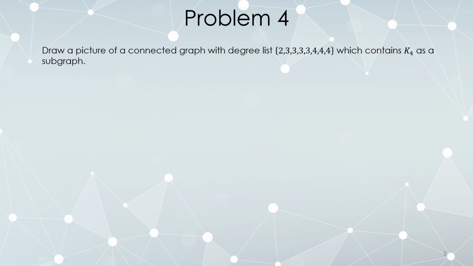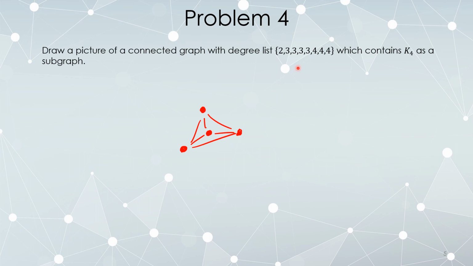Okay, we want a connected graph with the given degree list that contains a complete graph on 4 vertices as a subgraph. Now, a complete graph on 4 vertices as a subgraph, I'm going to draw that first. 1, 2, 3, 4, and all possible connections between them. Okay, so all possible connections, there we go. So there are 4 vertices and K4 as a subgraph. Now notice that the degrees are 3, 3, 3, and 3.